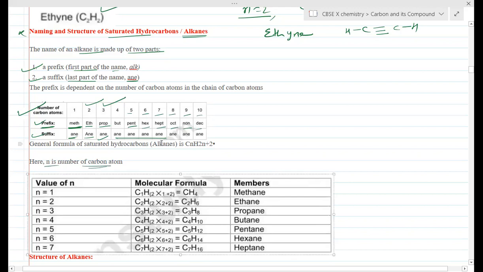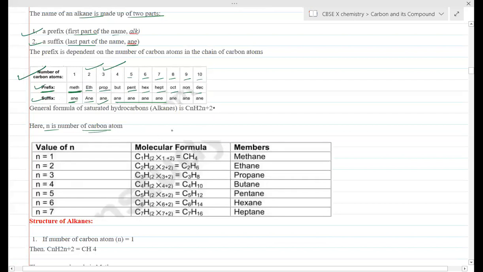For example, you see here in this table, the general formula is what? CnH2n plus 2. So if you put n equal to 1 in this formula, what will we get? C1H(2 into 1 plus 2), that is C1H4. So this is CH4. The member's name is what? Meth is the root word, ane is the suffix, methane.